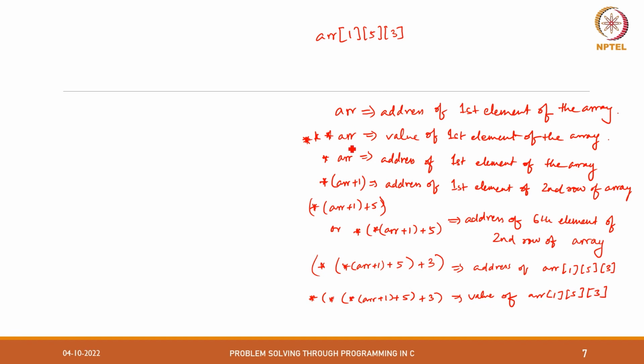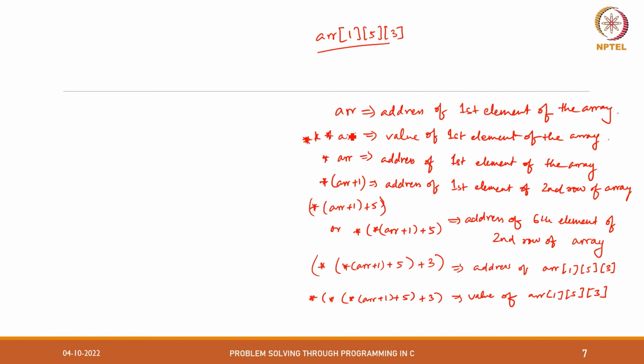So I have written what every star does. We have an array which is ARR of 1, of 5, of 3, and we want to access this particular element. So what are the things that come in between? Here, if I simply write ARR, that means it is referring to the very first element of the array, that is ARR of 0, 0, 0, and the address of that, not the value itself, but the address.